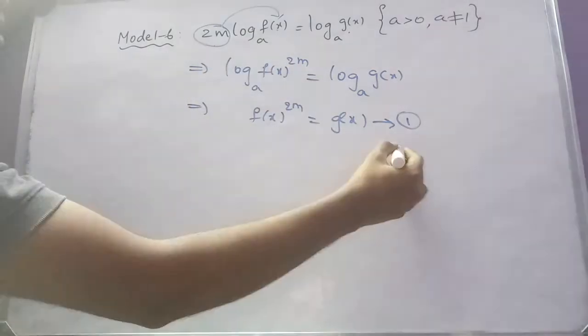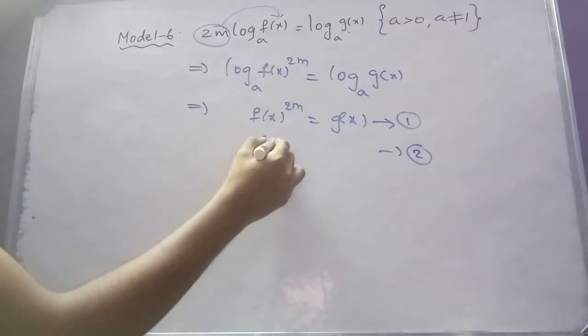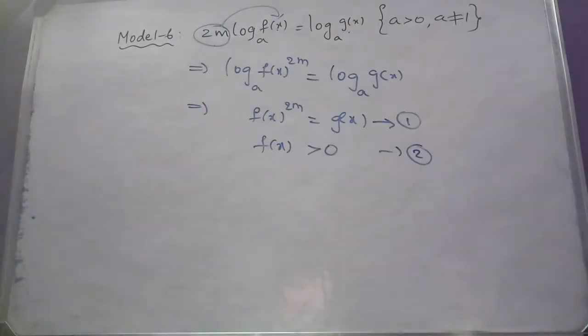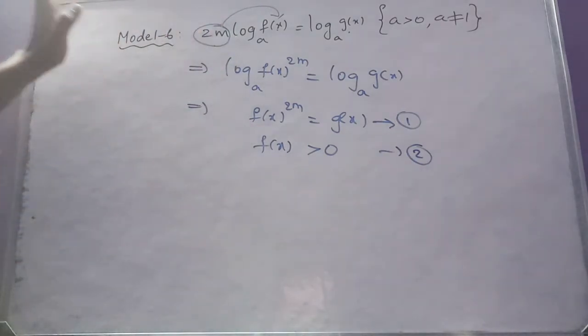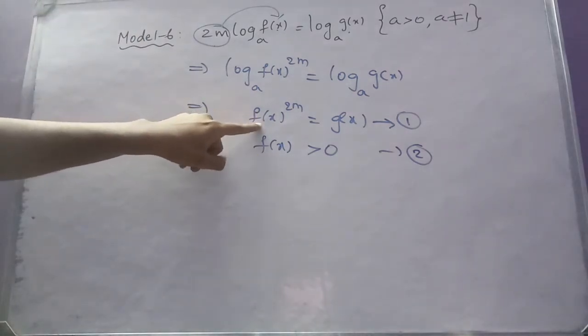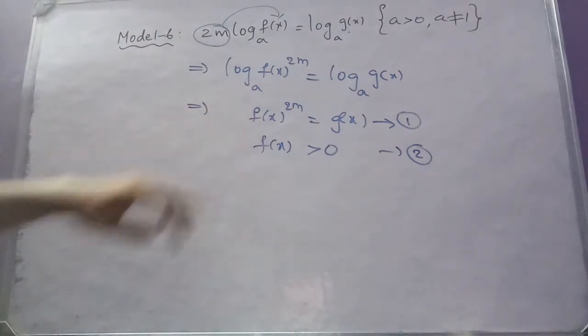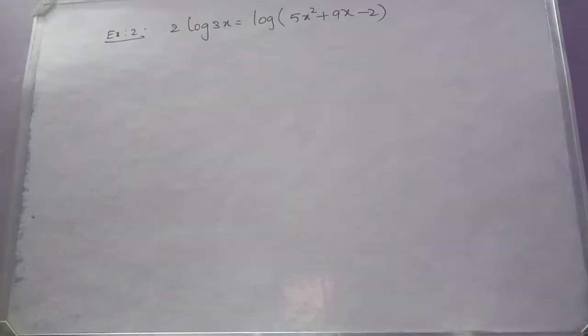Therefore, the second required inequation is that f of x must be greater than 0. So if you solve these two, you'll get the required solution of the logarithmic equation. So make sure that f of x is greater than 0 and solve this equation, then automatically you'll get the solutions. So to understand this model, let us take an example.